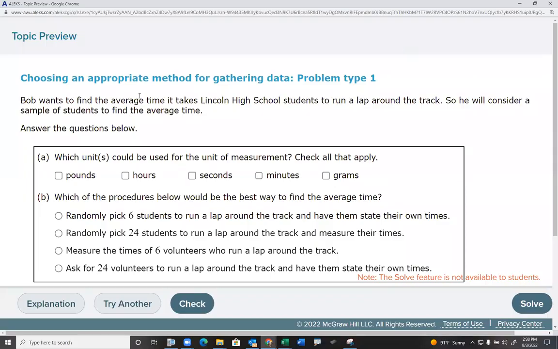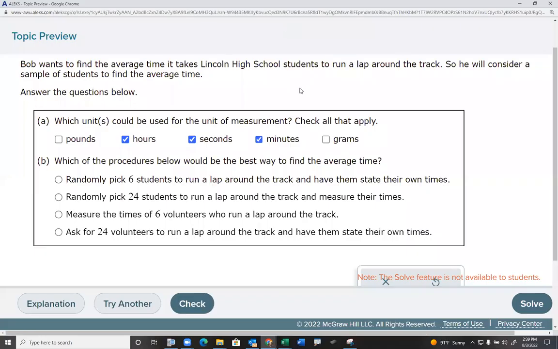Well, we're talking about average time. So, hours, seconds, minutes, those would all work. However, hours is probably not going to be the most helpful, but it could work. You could measure it in hours, but that would probably be less efficient than seconds or minutes, but it's a unit of time.